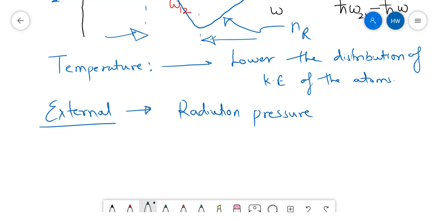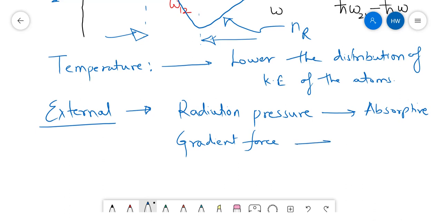There's radiation pressure, which is basically largely involves absorptive dynamics. Gradient force, or the dipole force, if you like, and this is related to the reactive or the dispersive property of the atom.